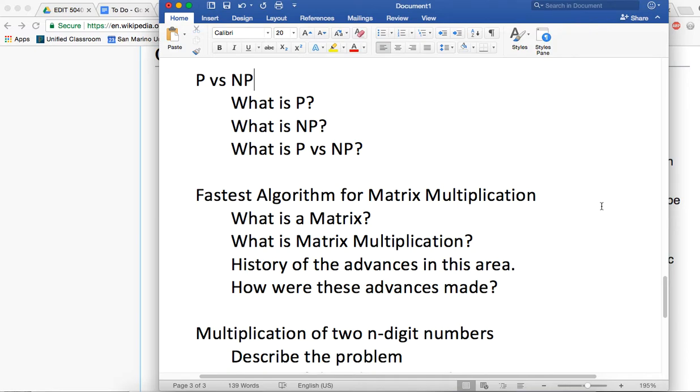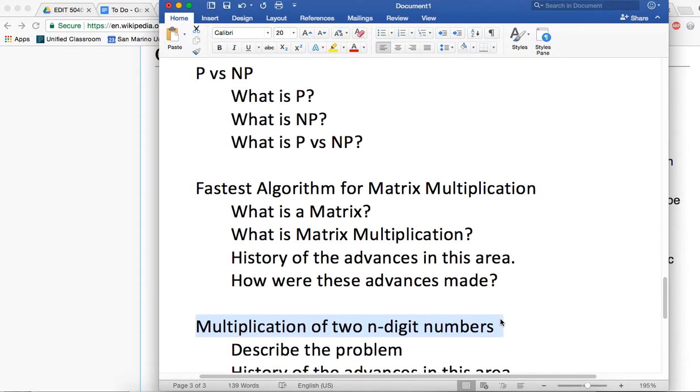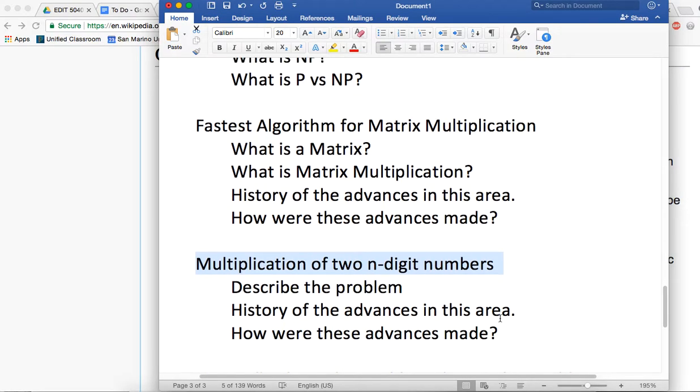What I want you to do now is to dive into these three open problems in computer science and algorithms. The first one is P versus NP. Second is fastest algorithm for matrix multiplication, and the last one is the multiplication of two n-digit numbers.